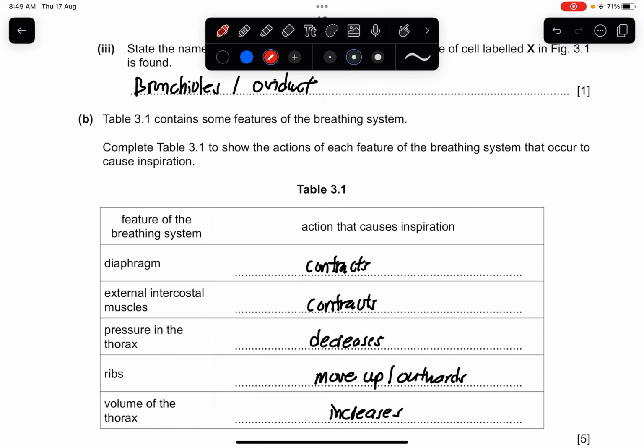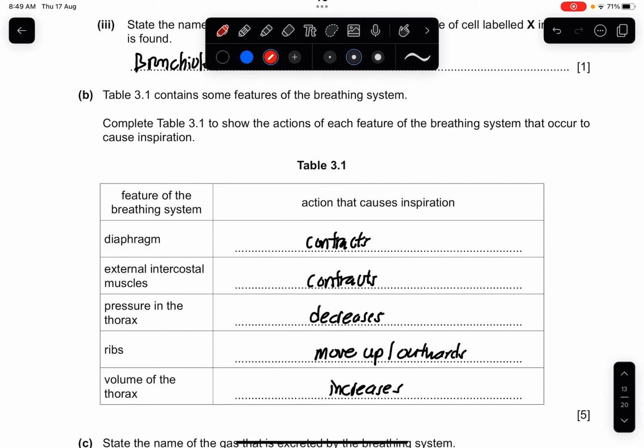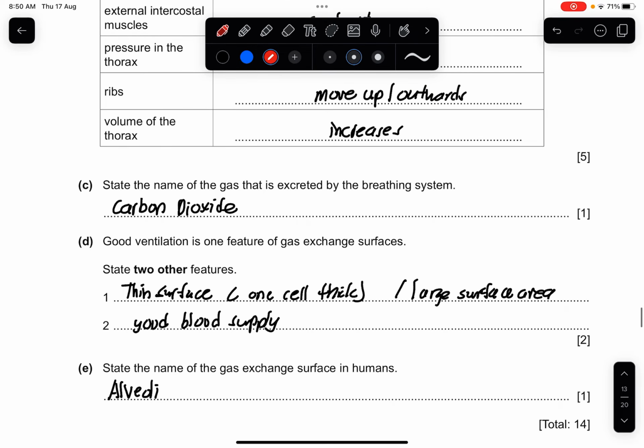Okay, question 3b, table 3.1 contains some features of the breathing system. So they want you to look at table 3.1 and show the actions of each feature that help cause inspiration, which is breathing in. The diaphragm during inspiration will contract and the external intercostal muscles will also contract. At the same time, the pressure in the thorax will decrease and the ribs will move up and outwards and the volume will increase as you allow more air to enter the lungs. Okay, state the name of the gas that's excreted by the breathing system. It's very easy, it's carbon dioxide.